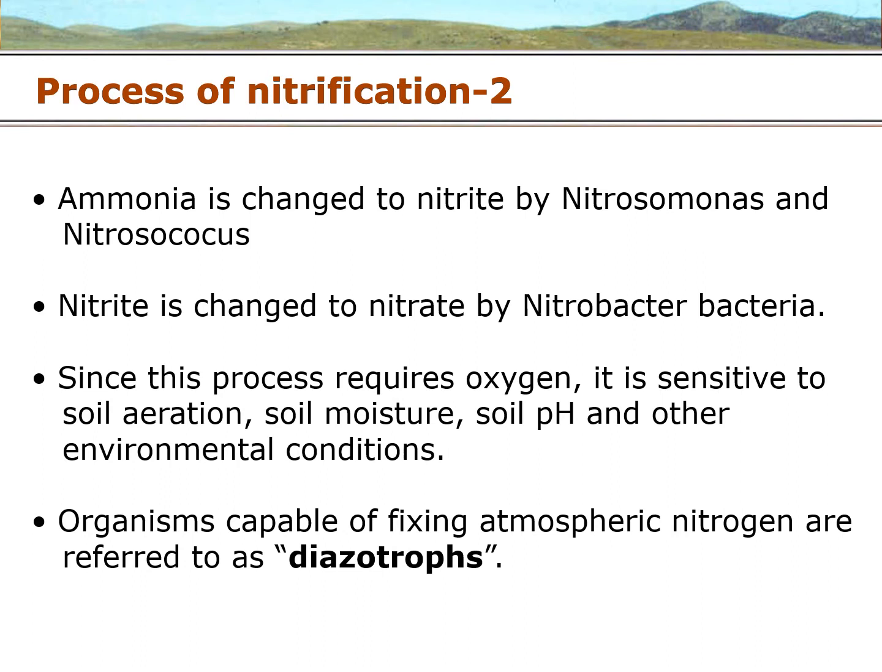So just a little bit of summary here on the nitrogen cycle. Ammonia is changed to nitrite by Nitrosomonas and Nitrosococcus. Nitrite is changed to nitrate by Nitrobacter bacteria. And since this process requires oxygen, converting this ammonia, the reduced form, to an oxidized form, it is sensitive to soil aeration, soil moisture, pH, and other environmental conditions. And again, organisms capable of fixing atmospheric nitrogen are referred to as diazotrophs. And of course, they are incredibly important for all life on Earth.